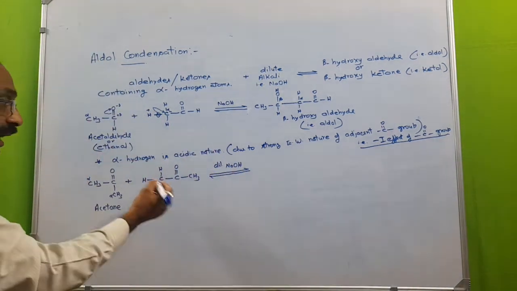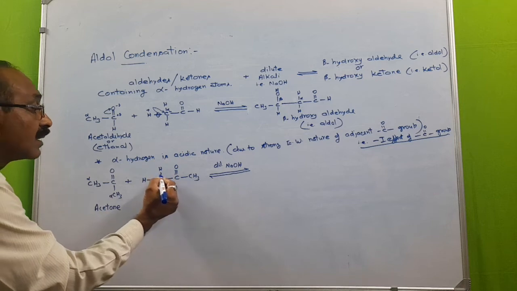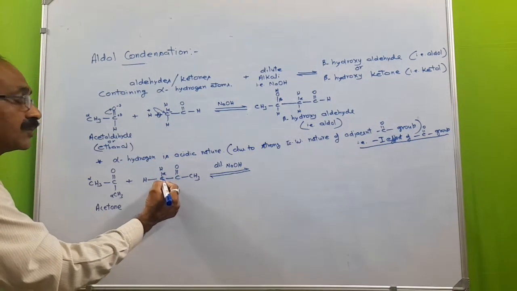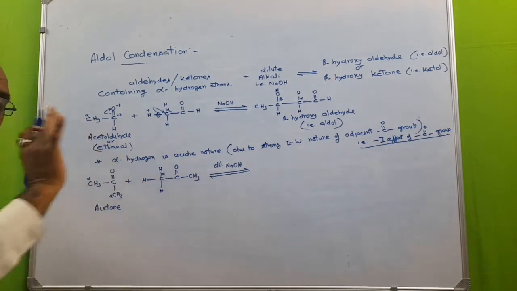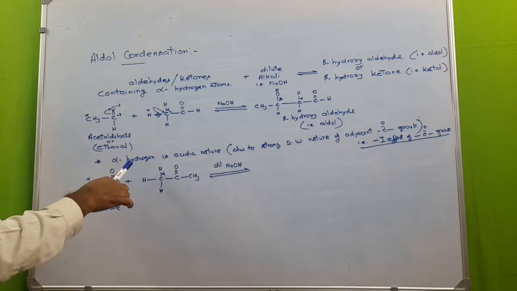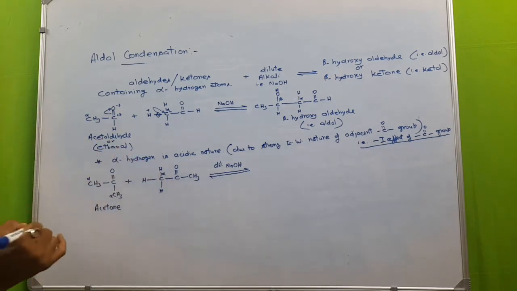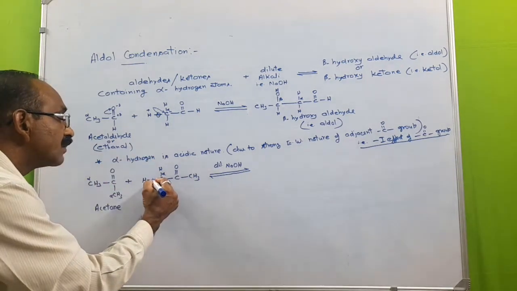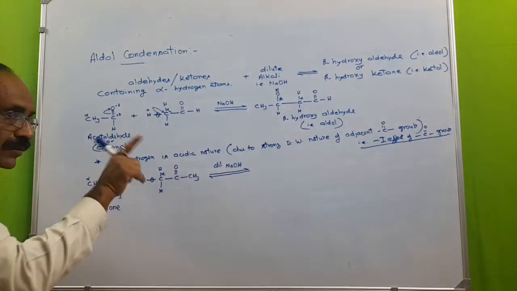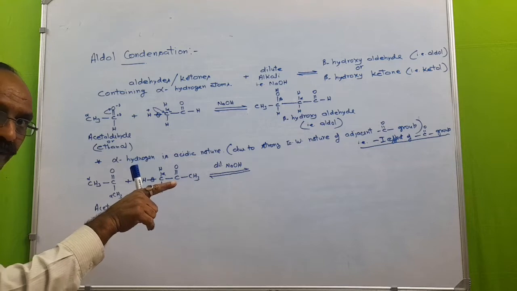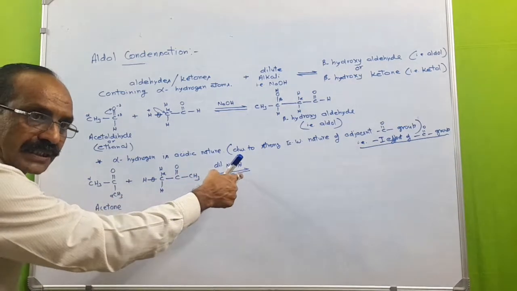See, as we know, these alpha hydrogens are acidic. Alpha hydrogen means the hydrogen linked with the alpha carbon. So this H has a tendency to come out in the form of H plus. For this purpose alkali is taken.